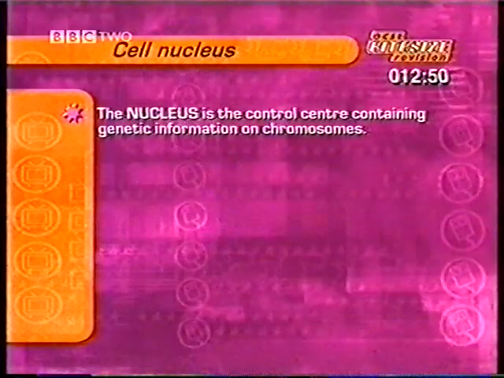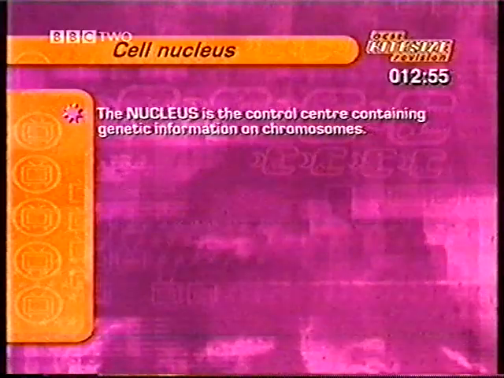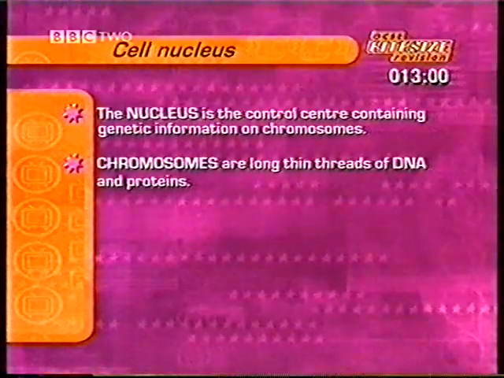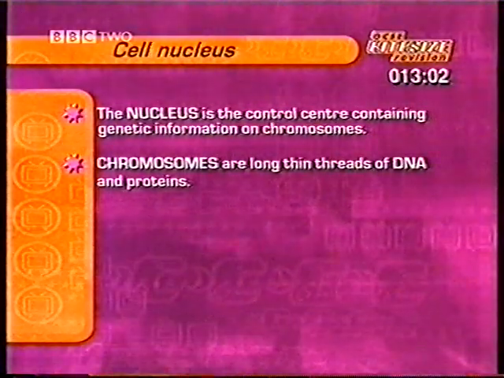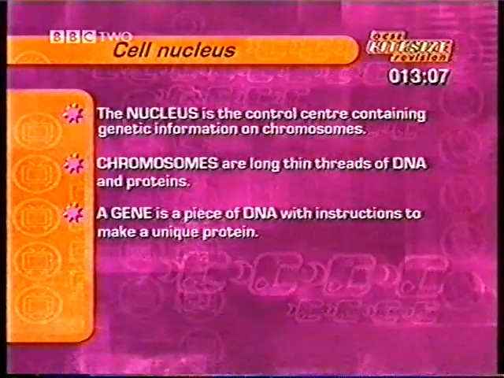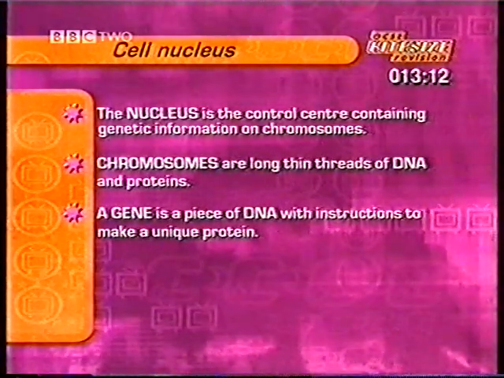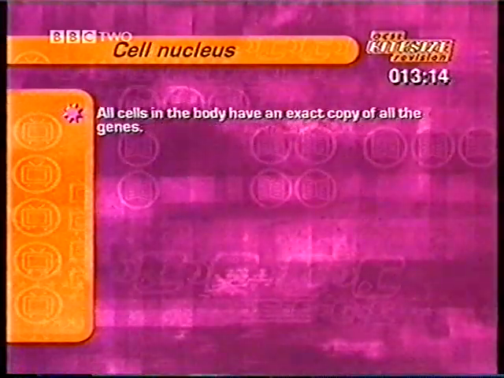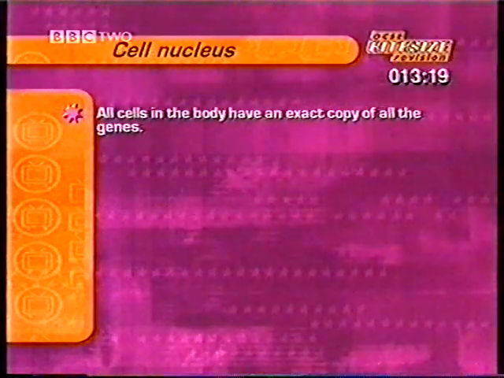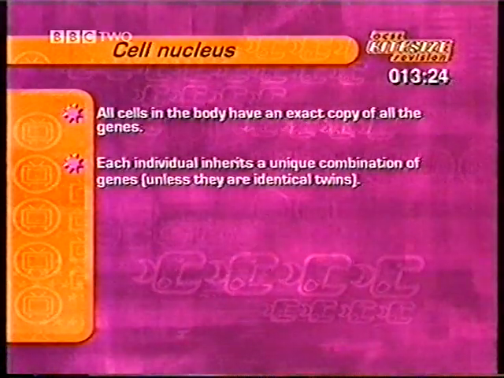You should have spotted that. The nucleus is the control center that contains the genetic information for the cell on chromosomes. Chromosomes are long, thin threads made of DNA and proteins. And a gene is a piece of DNA with instructions to make a unique protein. All the cells in the body have an exact copy of all the genes, and each individual inherits a unique combination of genes, unless they're identical twins.